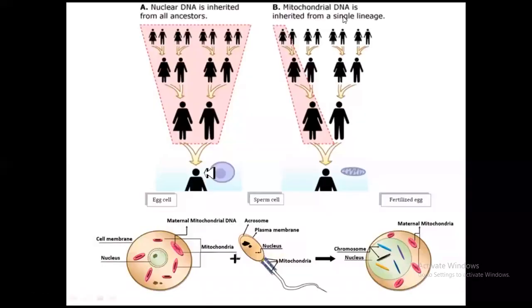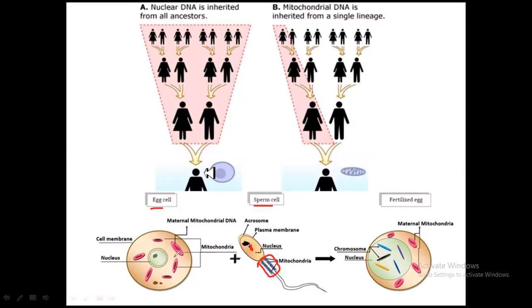Now here is the diagram that shows why it comes from the mother and not from the father. Just look here, this is an egg cell and this is a sperm cell. In the sperm cell, here is the DNA content, and the mitochondria lie in its collar. So what happens when the sperm interacts with the egg? It only has to transfer its DNA, nuclear material, into the egg.